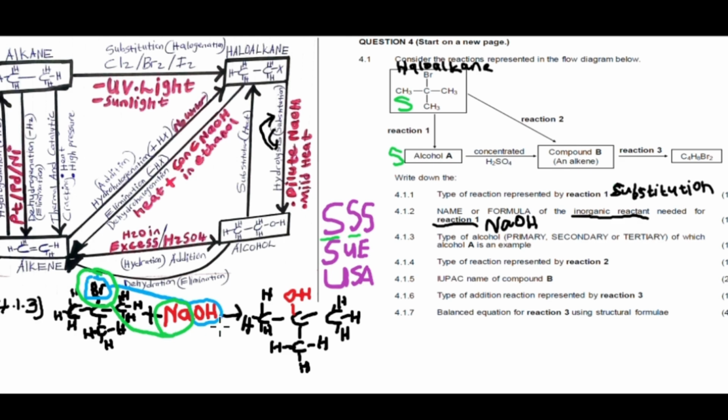So what are we going to form? We're going to form sodium bromide. That's what we're going to form, sodium bromide. So we're going to say plus here, sodium bromide. That's what we're going to have.